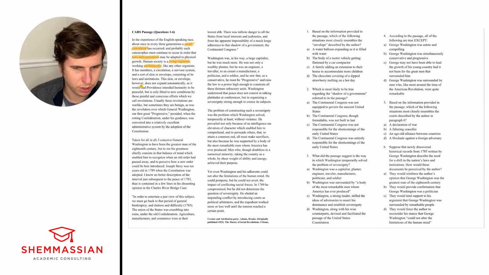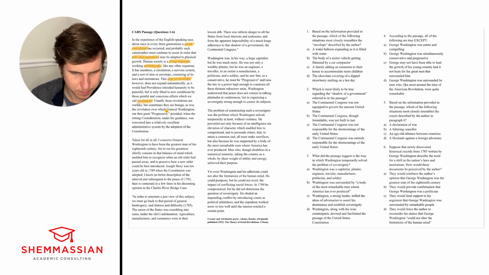This skin or envelope, however, does not expand automatically as it would had Providence intended humanity to be peaceful, but is only fitted to new conditions by those painful and conscious efforts, which we call revolutions. Okay, so interesting that they're mentioning one part of this organism called the skin or envelope. So we'll highlight that they call the skin the envelope. And then a little bit about it here, right? So the thing that makes it expand are things like revolutions.